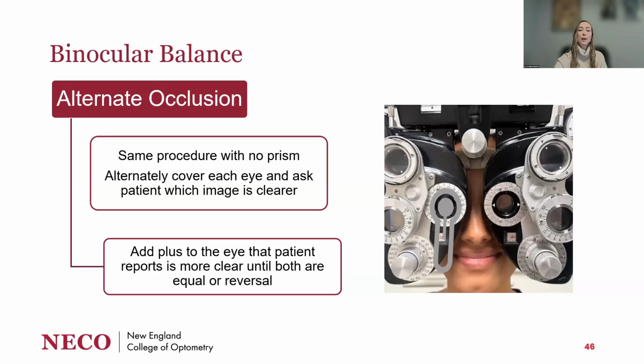Our alternate occlusion is the same procedure. However, we're not adding in the Risley prism lenses. So we'll project a line 3 above their working VA, add about 3 clicks of plus to fog them, and then we alternately cover each eye, asking which is clearer. Here we're covering the right eye. We would then switch to the left, and we would add plus to the eye that the patient reports is more clear. This effectively makes it equally blurry to the eye that they're perceiving that's still a little bit blurry.